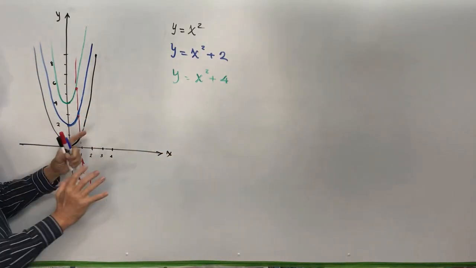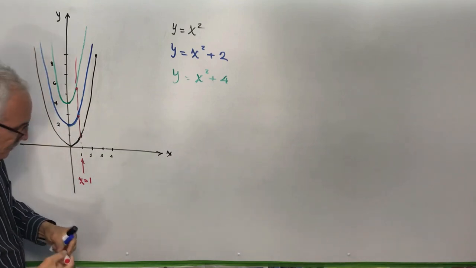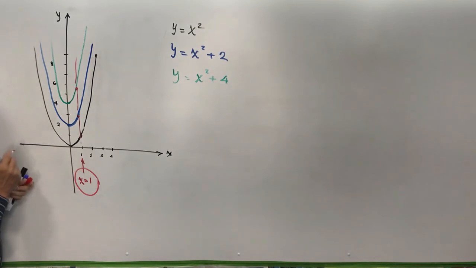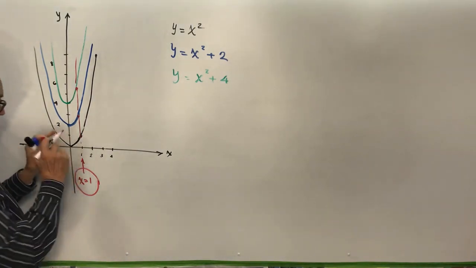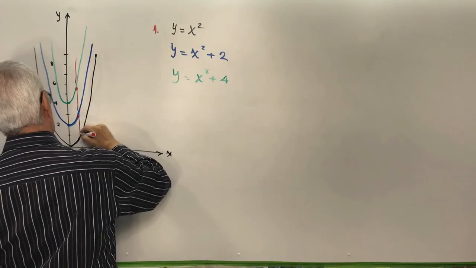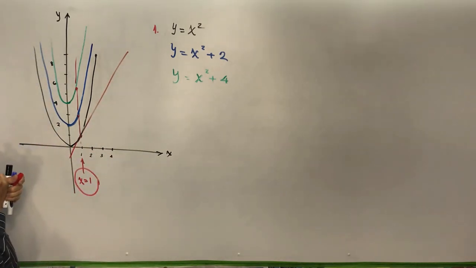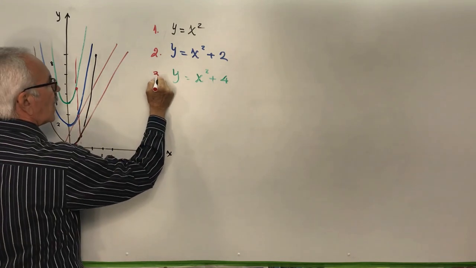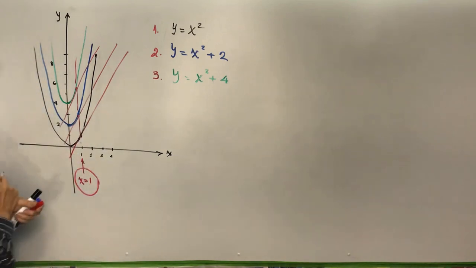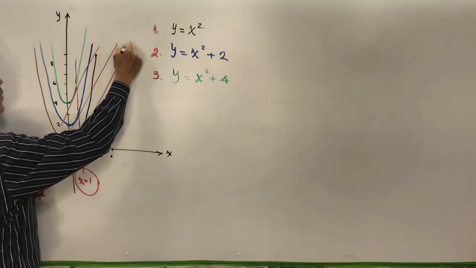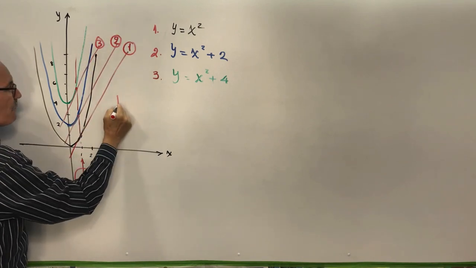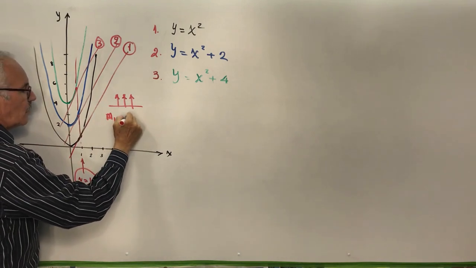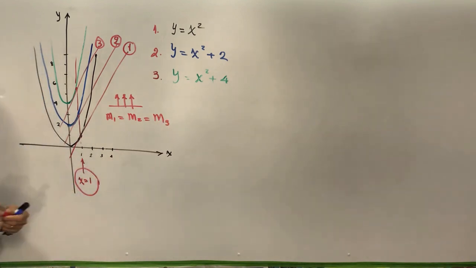We have three functions, it's the same parabola, but in three different positions. The derivative of these three functions, for example, at x equals to 1, will be the slope of the tangent line in this point. So for the first equation, number 1, will be a line approximately like this. For the second one, will be the slope of the line approximately like this. And for the third one, will be the slope of the line approximately like this. As you can see, these three lines, 1, 2, and 3, are parallel lines. So the slope m1 is equal to m2 is equal to m3. The slope is the same.